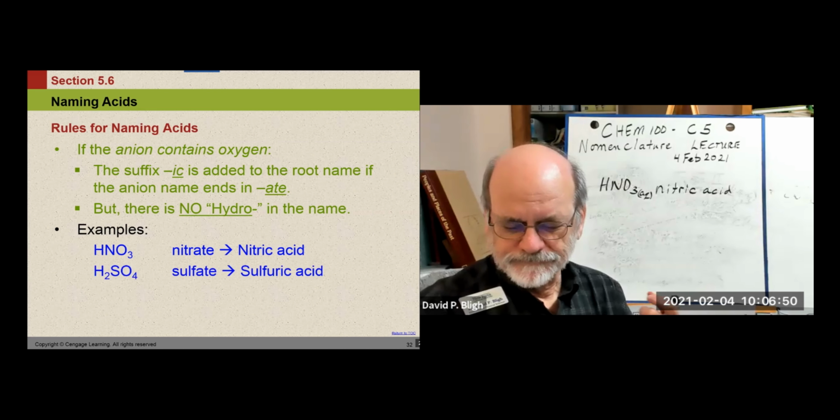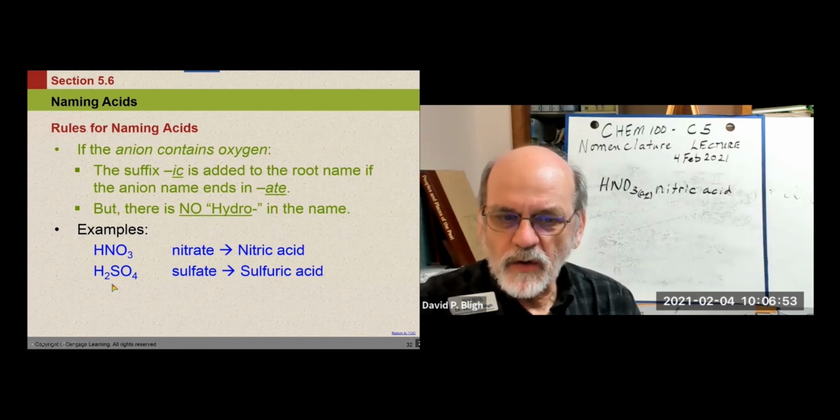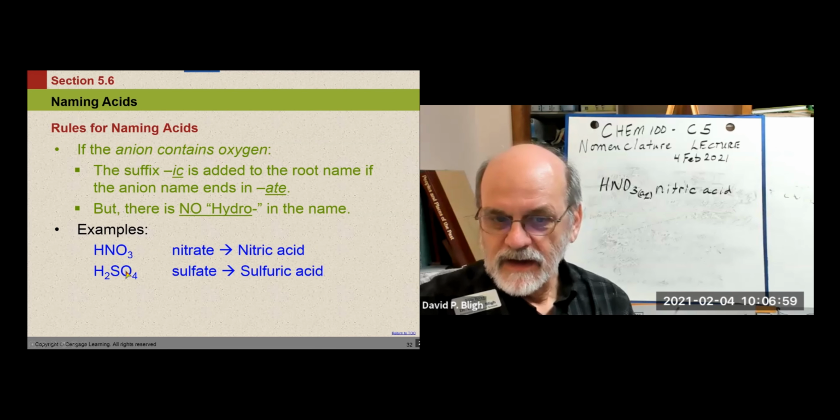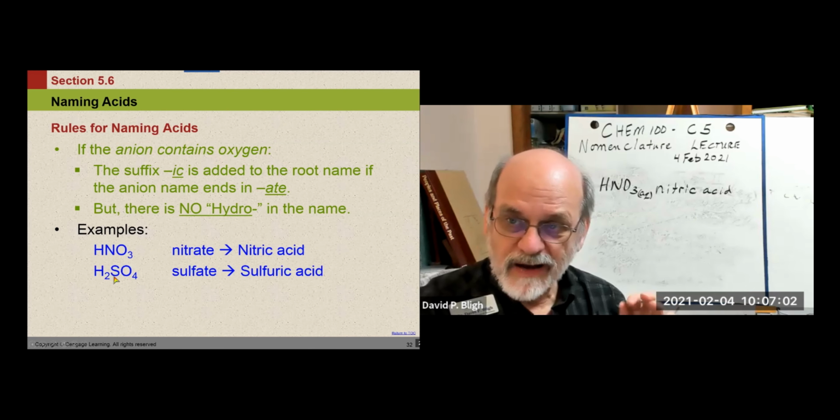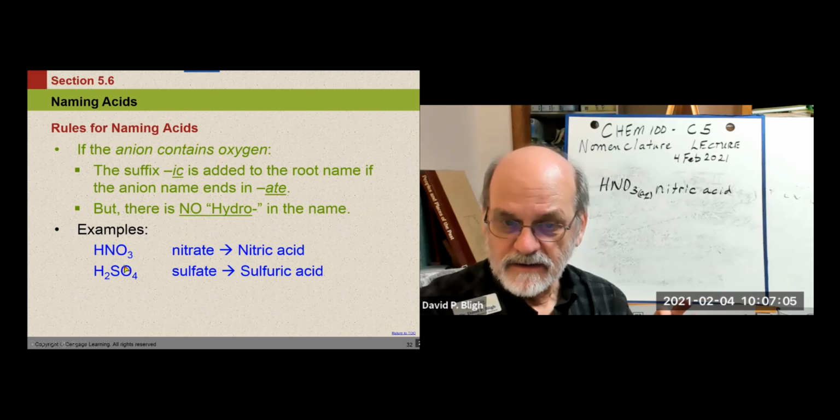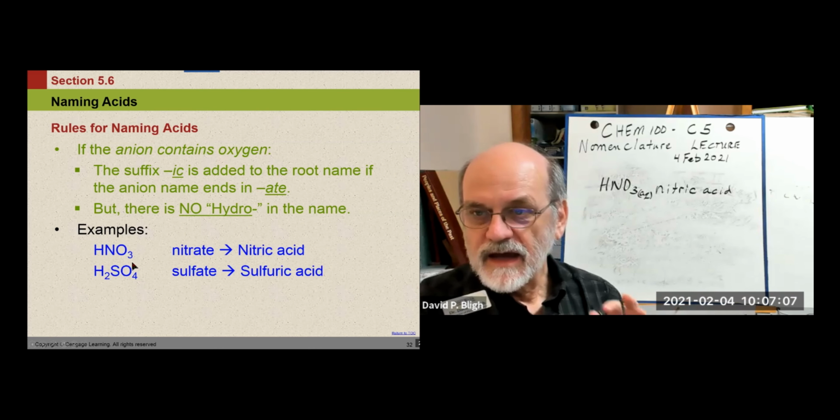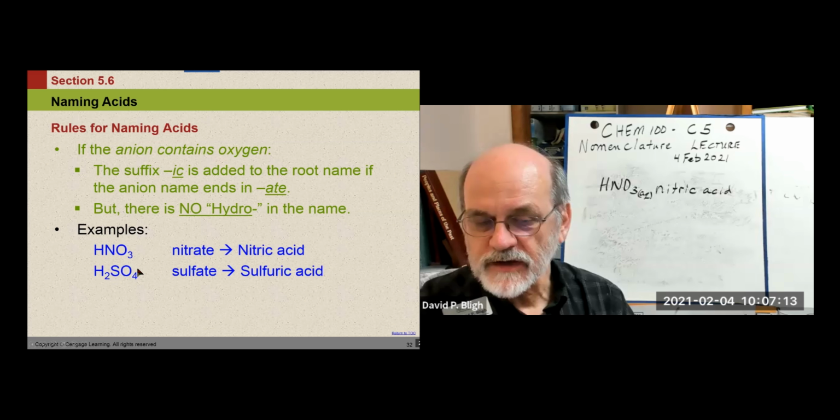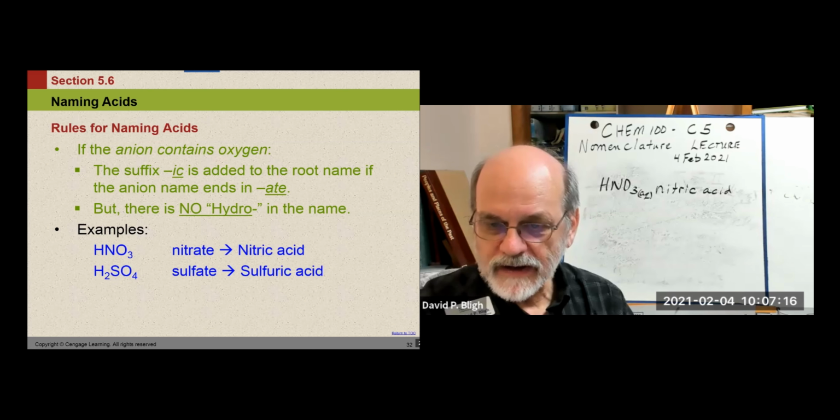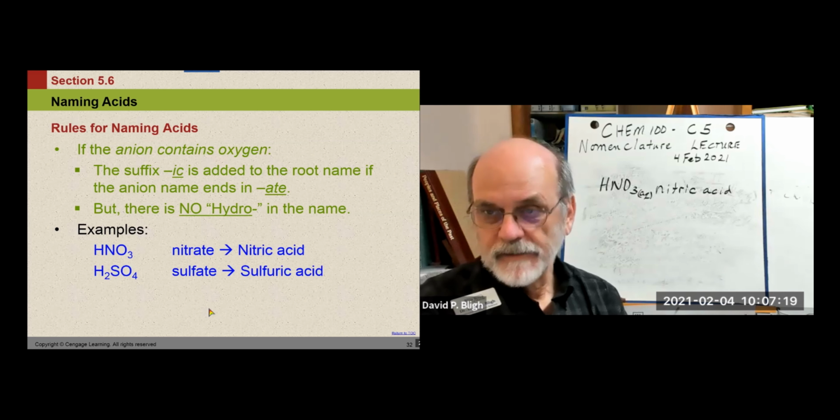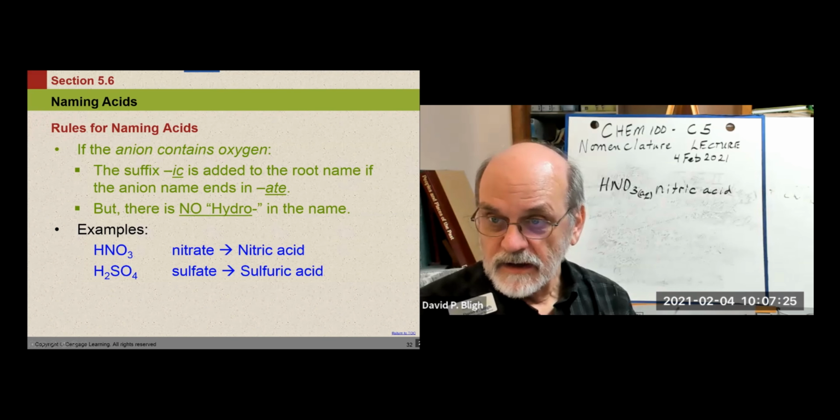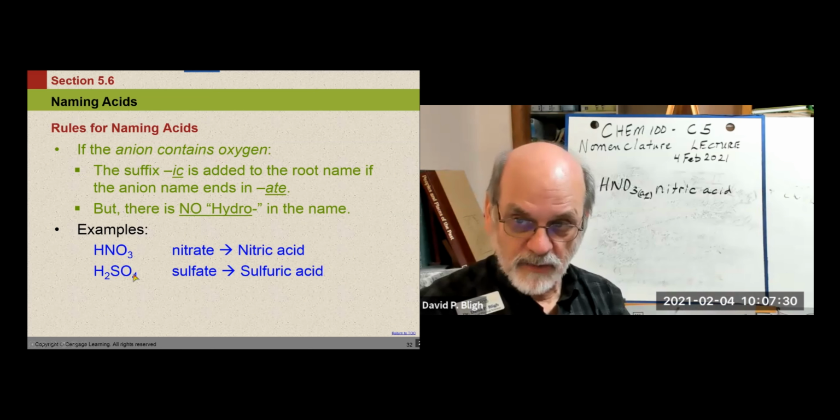Another example. Remember when we only had H2S, and that was it? That was hydrosulfuric acid. If we add this oxygen in here, now we've got a polyatomic sulfate ion, and the ATE becomes IC, and the hydro drops out, no hydro. So we just say SO4, ATE becomes IC, sulfuric acid. That's it. So that's one that's easy to get confused. If you accidentally put a hydro in front of sulfuric, then it's not this one anymore. It's the H2S that we looked at in a previous slide.